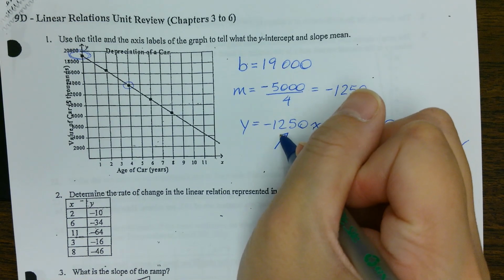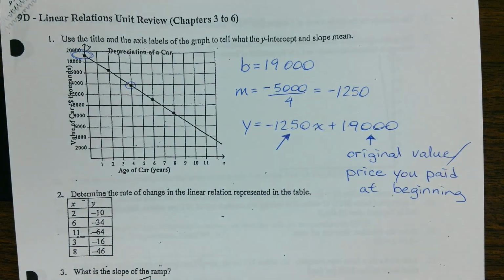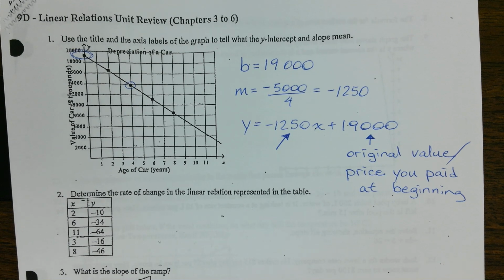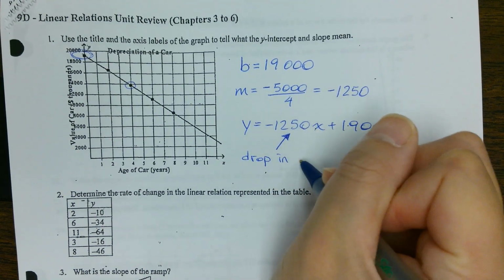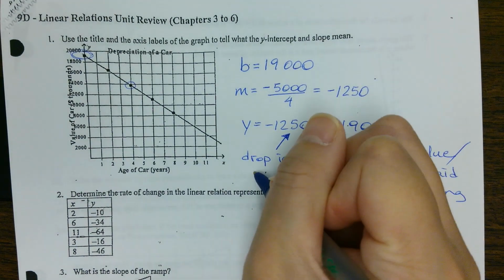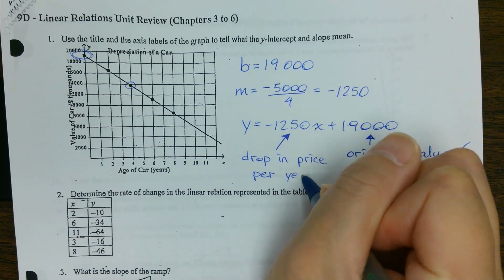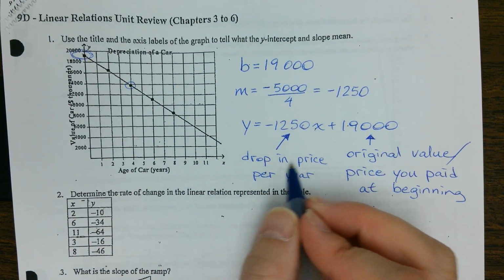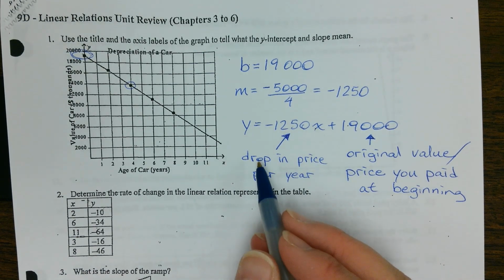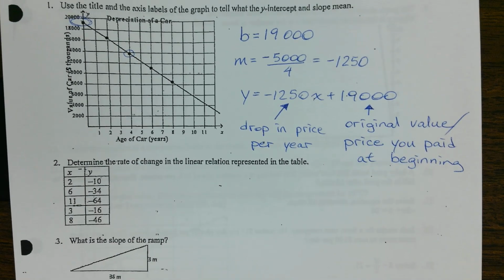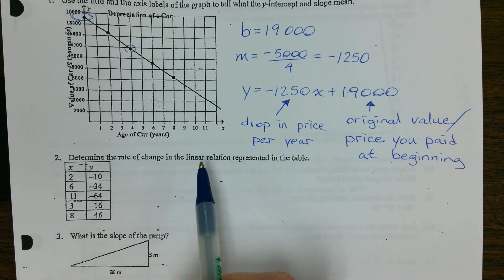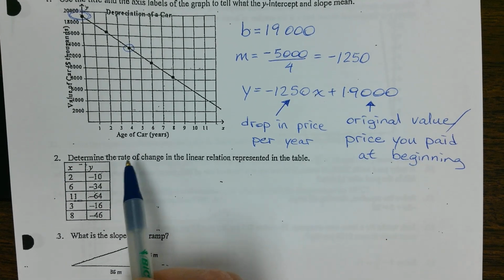Okay, and then right here, what does this negative 1250 mean? The price is going down per year. Excellent. So the drop in price per year. You have to write that per year part, otherwise it's not a rate of change. Remember, this is your rate of change, so this is the drop in price each year. If you just say drop in price, that's not a rate, right?